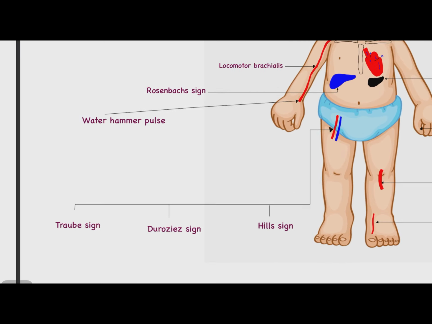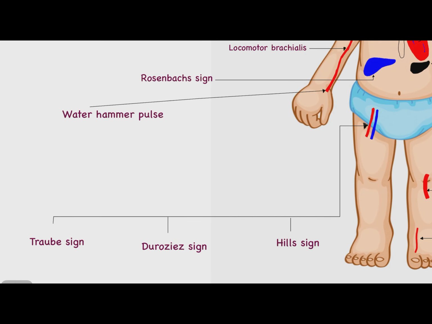Now related to the femoral arteries, we have three signs. Traube sign is the pistol shot sound or booming sound over the femoral arteries. Duroziez sign is elicited on auscultation. In Duroziez sign we compress the vessel proximally and distally. On compression of the proximal segment you will get a systolic murmur, and on compressing the distal segment you will get a diastolic murmur, and the murmur is also known as Duroziez's murmur.